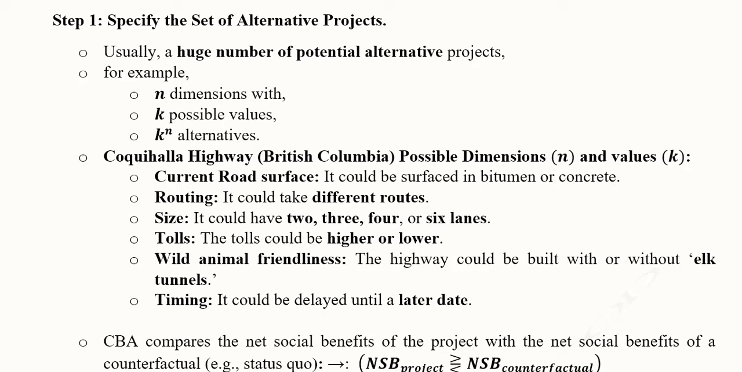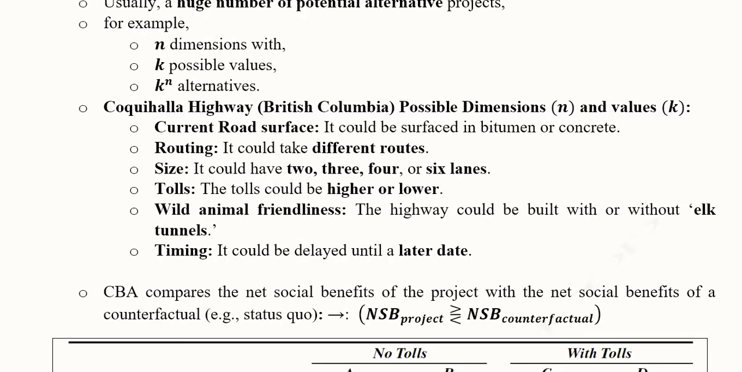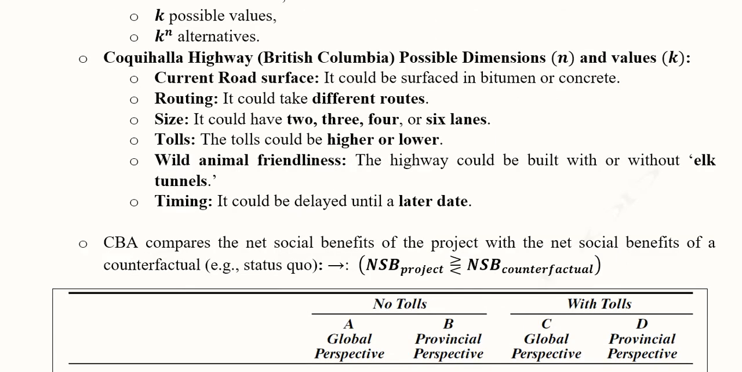Then the other set of possibilities is with the tolls. We can have tolls or no tolls, and if we have tolls, we can have higher tolls or lower tolls. So you see, within that dimension there is a number of possible values that can be used. Wild animal friendliness can be there. We can make some elk tunnels or some sort of bridges so that the wild animals could pass above or below the highway, from one side to the other side of the highway. So this is another dimension.